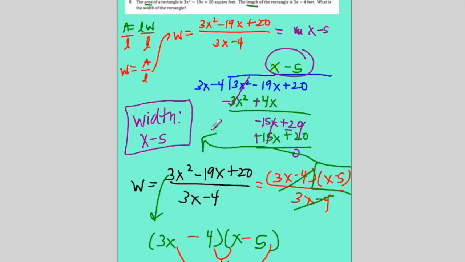Since we're in long division, you can use long division, or if you like to factor and you want to solve it that way, that is also perfectly okay with me.